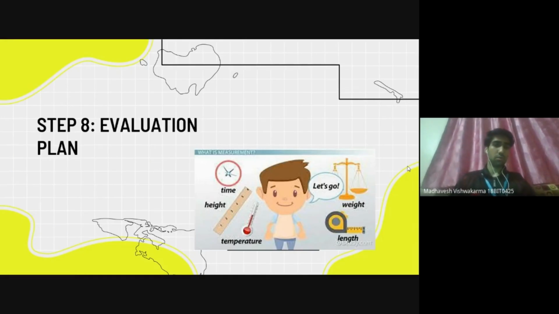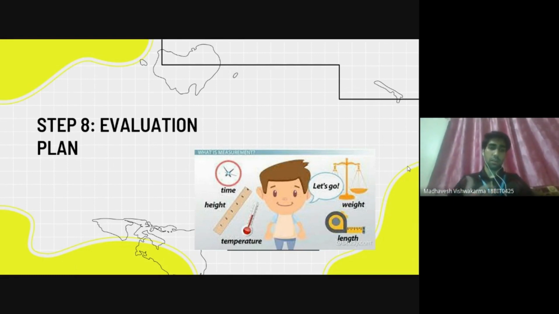So coming to step 8, evaluation plan. In this step, what is the purpose of the evaluation we have? The purpose of this evaluation is to understand the progress that the students are making towards a healthy and fit lifestyle. So measuring the BMI would help us classify the students as underweight, overweight, healthy, and obese.